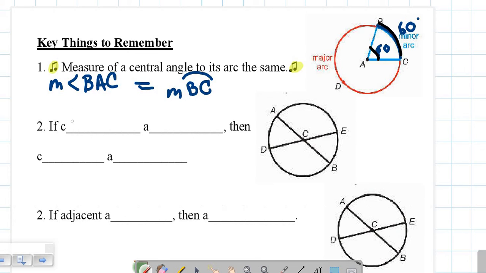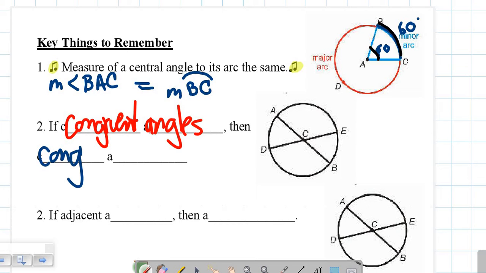So when you have that central angle, it's going to equal the arc. This one's really easy. If you have congruent central angles, you have congruent arcs. And that's simply true because of that first premise, that the angle equals the arc.